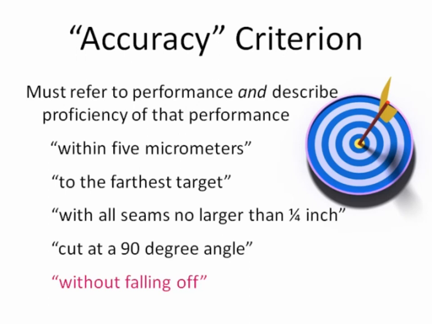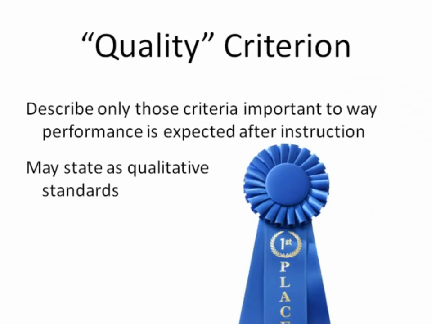Now, to the farthest target, with all the seams no larger than a quarter of an inch, it goes back to my textile degree years and years ago, something cut at a 90-degree angle. What if someone cut something at a 45-degree angle? Would they have met your objective? Most likely not, because they didn't meet that particular accuracy criterion. And there's the red text without falling off, and that will again become clear when we get to that last slide. So finally, we have the quality criterion section or category, and it describes only the criteria important.